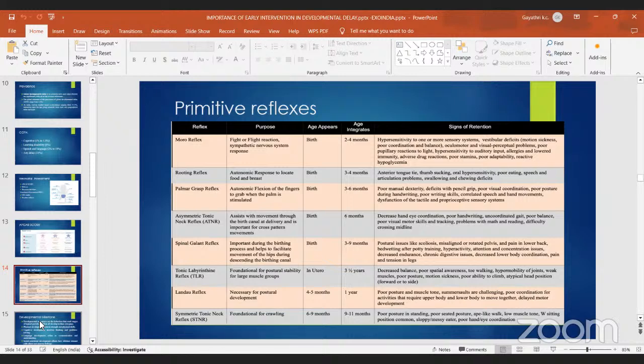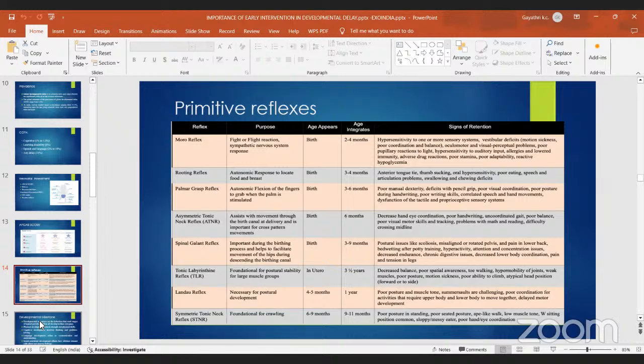In the ATNR, the asymmetrical tonic neck reflex, the baby should have proper eye coordination. If the baby turns the head to one side, the hand on that side should be extended. It should not be flexed. If it is flexed, it comes under a different category. It appears at the time of birth and should disappear by the sixth month. If it does not disappear, the baby will have chances of decreased hand-eye coordination, which is very important.